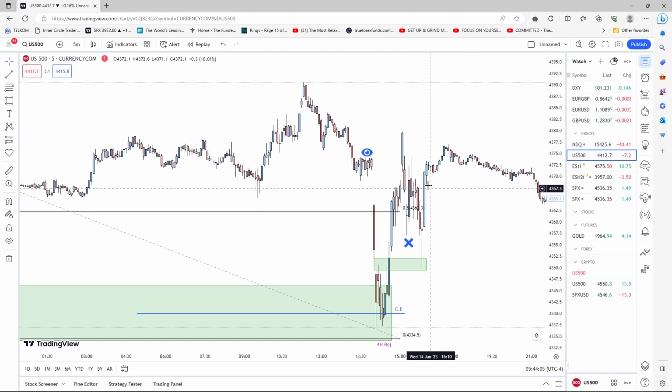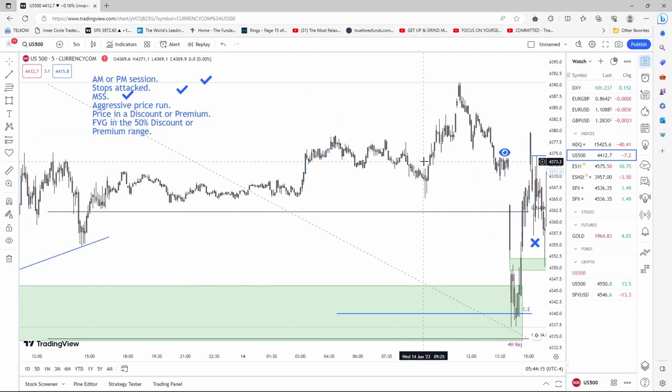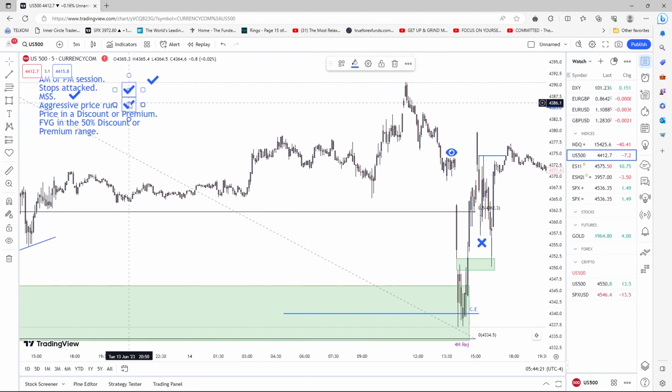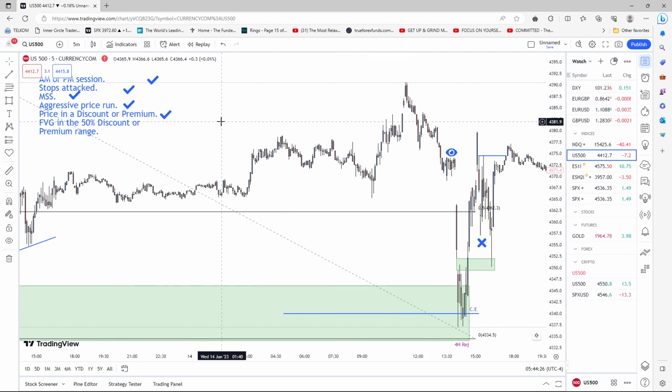Targets would be, in this case, this equal high over there. That would be the first thing that jumps to my eye. I would take a partial right then and there. So again, yes, we had a massive aggressive run. We were in a discount, yes.